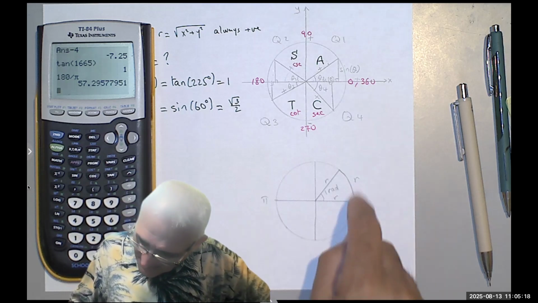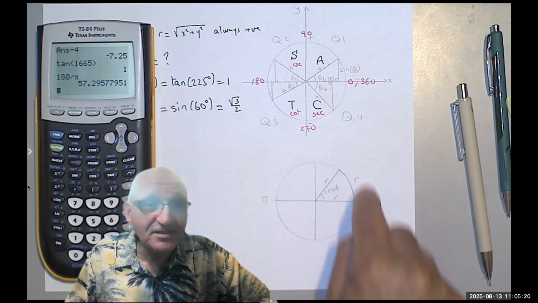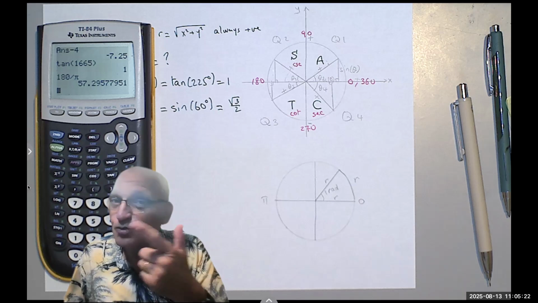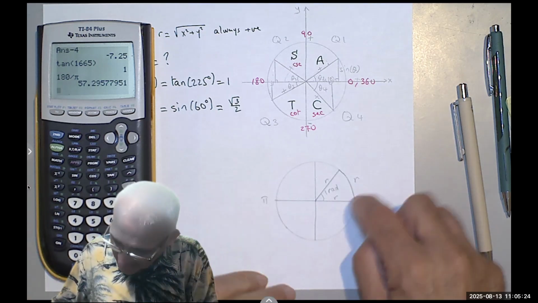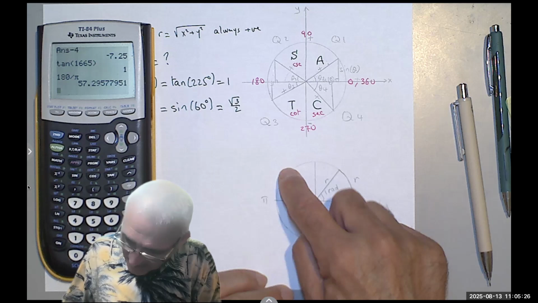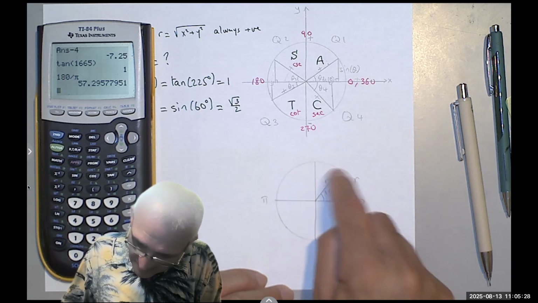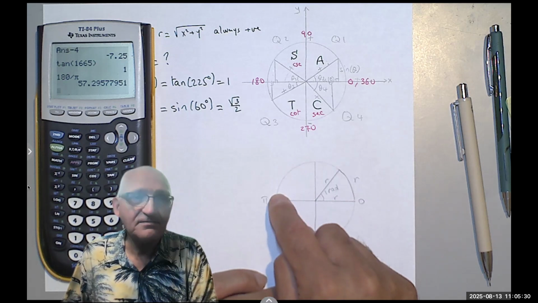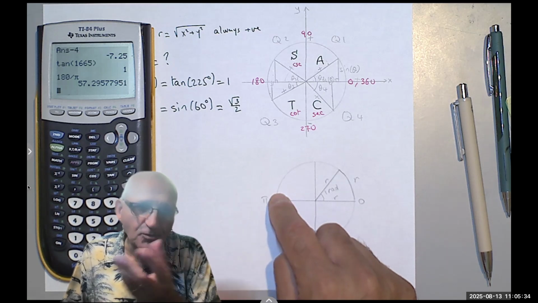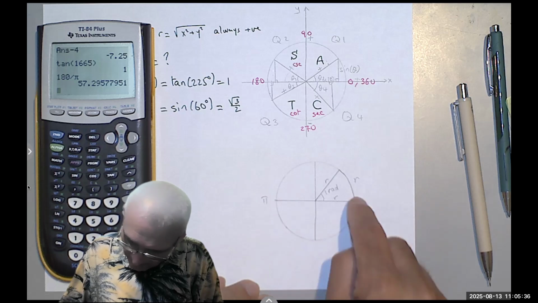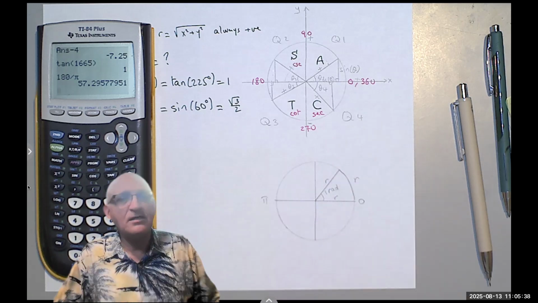And that's why we say the perimeter of the whole circle is 2 pi r. Because this is r, this is r, this is r, this is pi r's. How many r's? Pi of them, slightly more than 3. So pi r and pi r is 2 pi r.